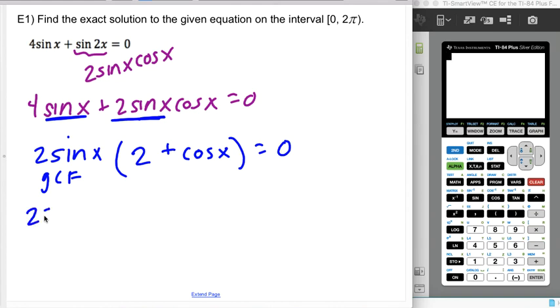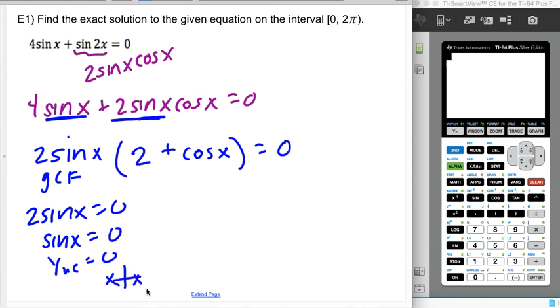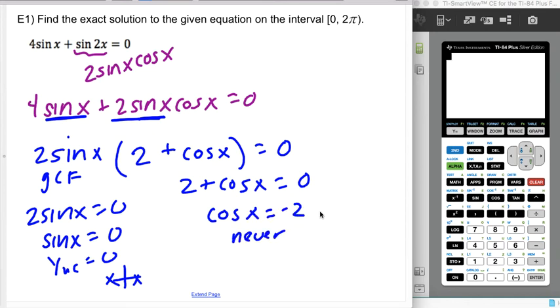So either 2 sine of x is 0, which is the same as saying the sine of x is 0. So I want when the y on the unit circle is 0, which is here and here. Or 2 plus cosine of x is 0, which is when cosine of x is a negative 2, which is never, right? Because if you picture a cosine, cosine of x is always smaller than 1 and bigger than negative 1, and negative 2 doesn't fall in that window, so that's never. So my only answers are 0 and pi, and that's it.